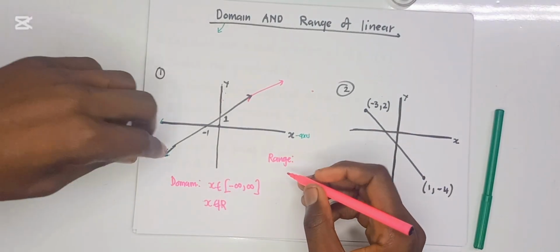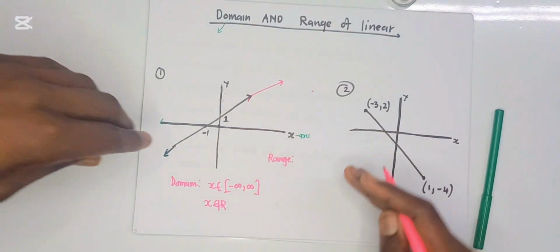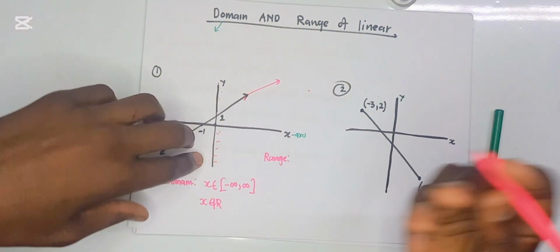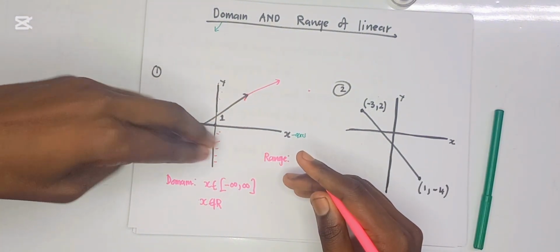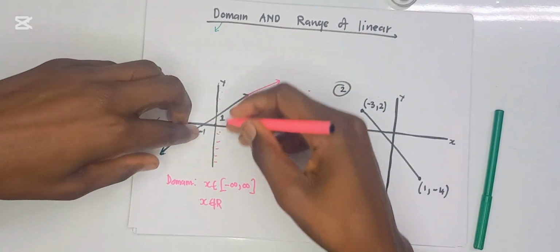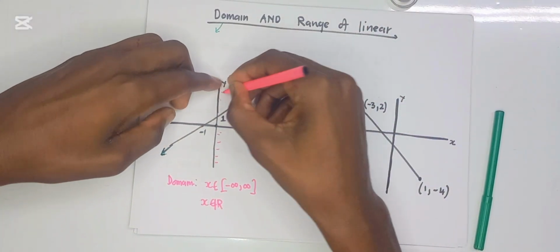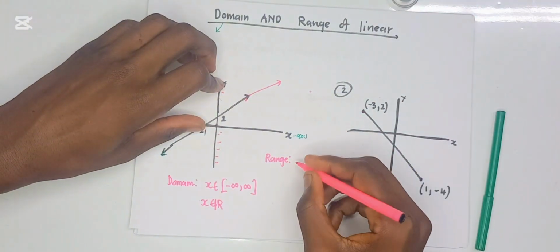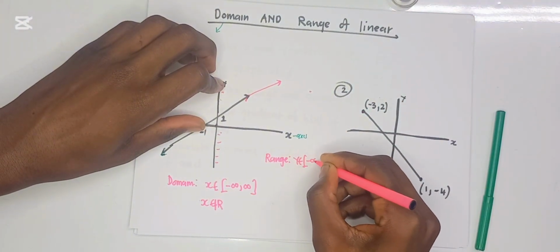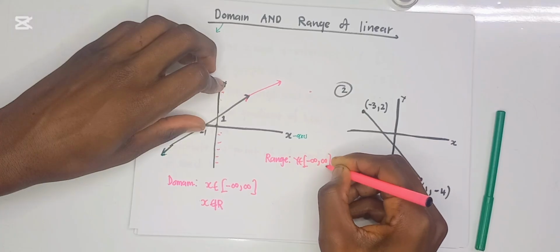If you take a look here, we again start with the negative side. On the negative side of our graph, where does it start to exist? It starts from negative infinity, we don't know where, but where does it end? On the positive side, which is positive infinity, we don't know where. So the range is going to be y, an element from negative infinity to positive infinity.